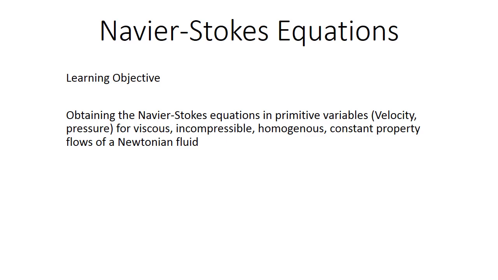So what is the meaning of primitive variables? Primitive variables are velocity and pressure. These are variables which are directly, you can say, physically realizable and measurable and ready to visualize and conceptualize. So these are directly measurable basic variables of fluid motion. So primitive variables. For what kind of flow?